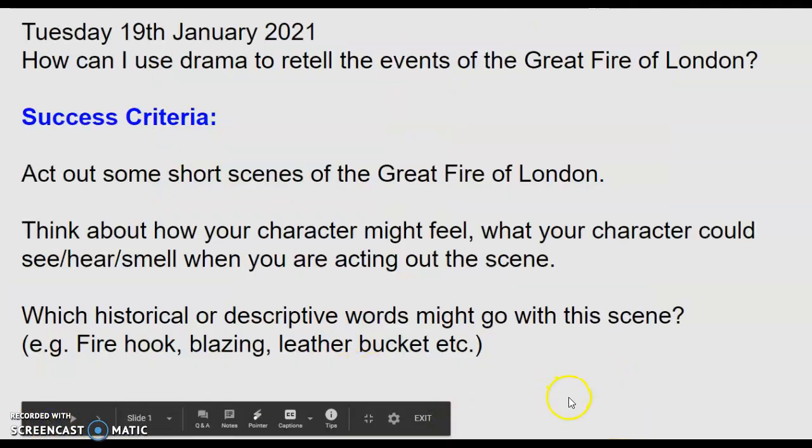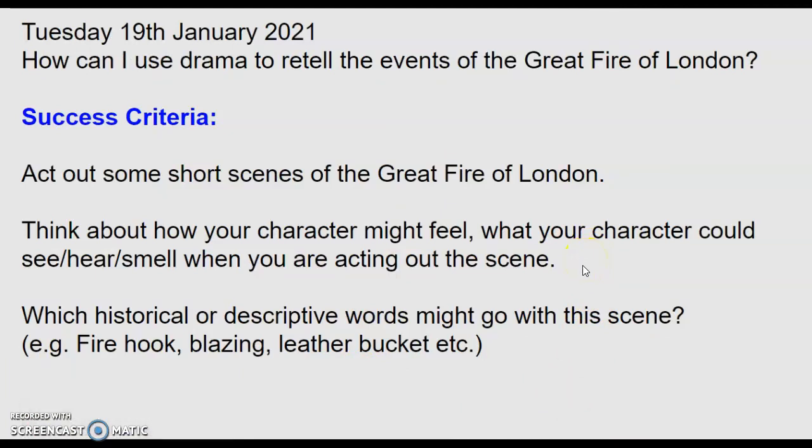Now, I'm going to go back to this slide again. When you're acting out these short scenes, I want you to think about how your character might feel, what your character could see or hear or smell. So use your senses when you are acting out the scene.